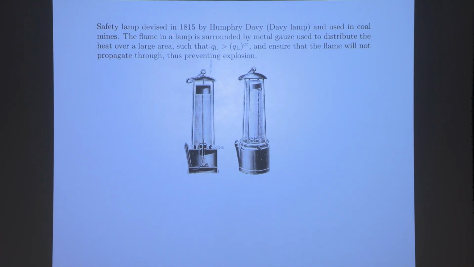The safety lamp devised in 1800 by Humphrey Davy to use in coal mines is based on this idea. They put a metal mesh around the lamp where the flame is, at least dense enough so that there is sufficient heat loss that can extinguish the flame. Extinguish meaning it doesn't propagate out in this case. And it can be used without risking explosion.